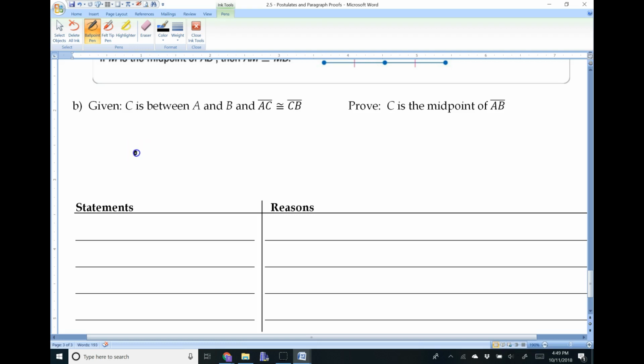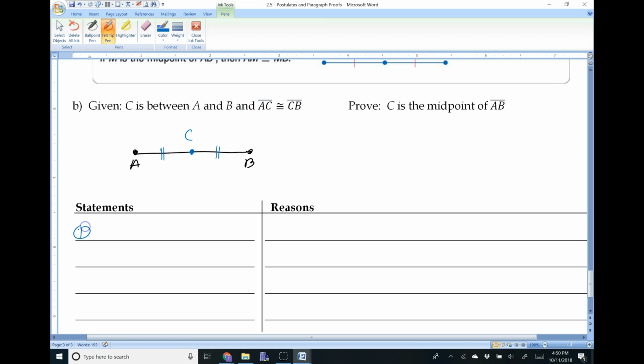So let's do a drawing. So we have A, and we got B. In between them, C is somewhere in between. It doesn't have to be directly in the middle. It could be anywhere, closer to A or closer to B, right? So let's just say C is right there. But now they tell us that AC is congruent to CB. They give us that information.